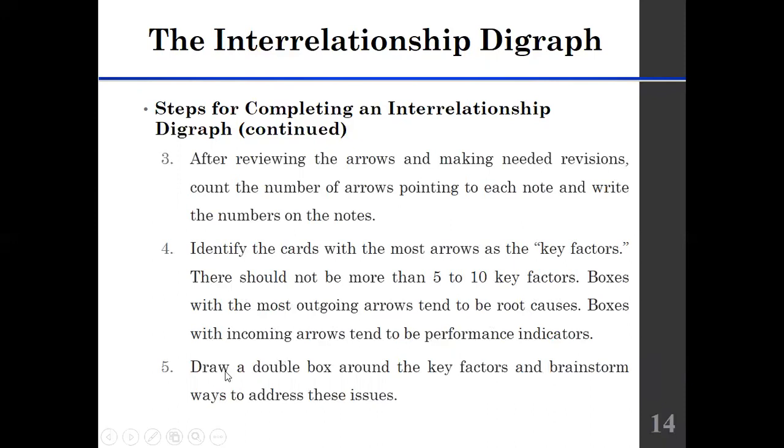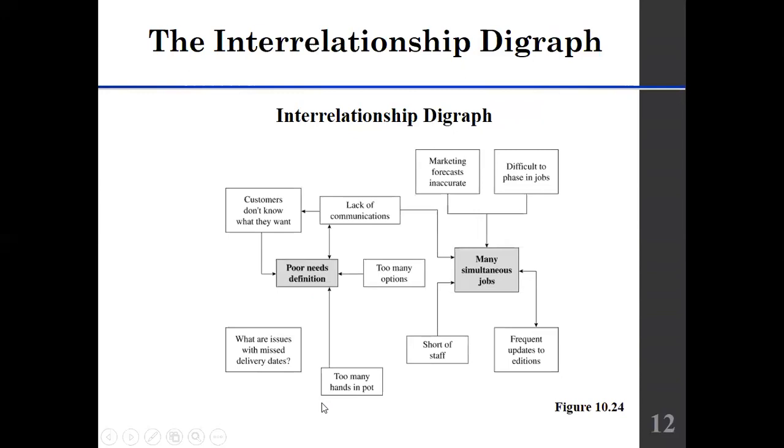And in the fifth step, what we need to do is to draw a double box around the key factors and brainstorm ways to address these issues. Okay, so that's how we have developed the interrelationship digraph.